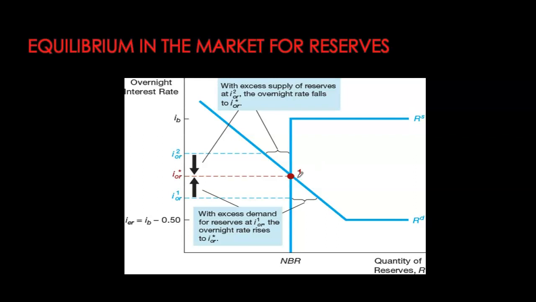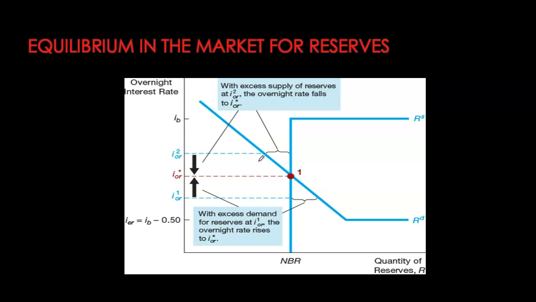And as you can see, quantity supplied of reserves is exactly equal to quantity demanded of reserves. The intersection is happening in the vertical section. So in the vertical section, your total supply of reserves is just your non-borrowed reserves. There's no borrowing from the Bank of Canada, so borrowed reserves over here are zero.